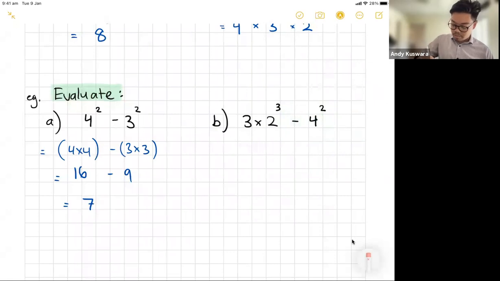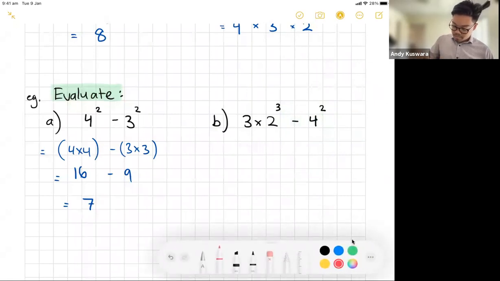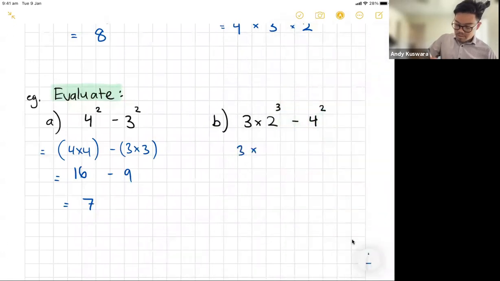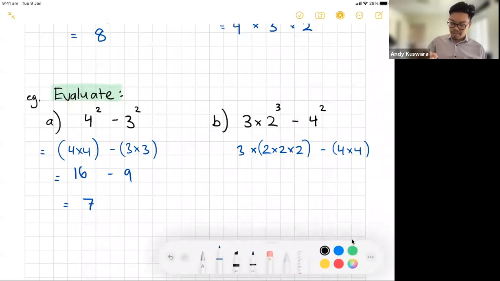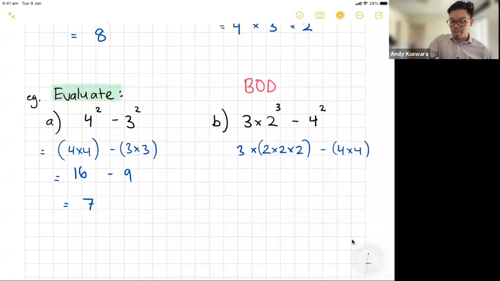So we've got 3 times 2 times 2. That's 2 to the power of 3. Take away 4 to the power of 2, which is 4 times 4. Now we've got to be very careful here because we want to do our order of operations first. I don't know if you guys remember, I'll write it up here: BODMAS. You should have worked on it last lesson.